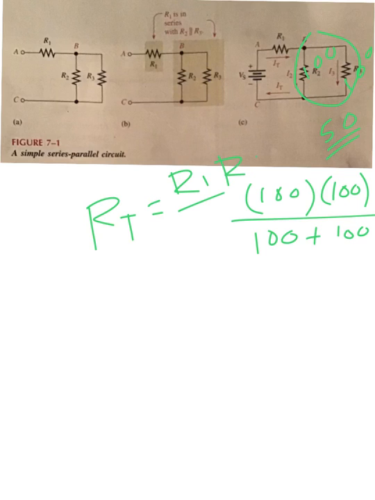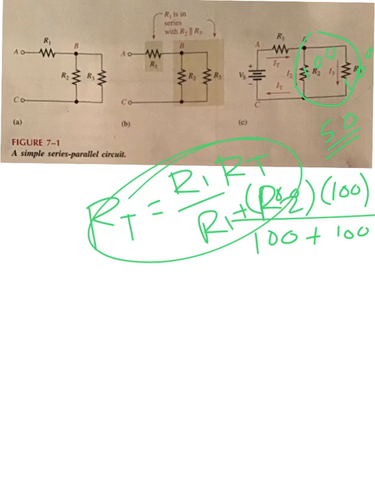This is the product over sum rule, right? Don't lose it now. R1 times R2 over R1 plus R2. Remember that formula? Don't lose it now. Okay, you're going to need this formula in this chapter. If you were to produce 50 ohms out of the parallel branch, then this value up here, let's say that this was 100 ohms, then you would have 150 ohms of total resistance in this circuit.